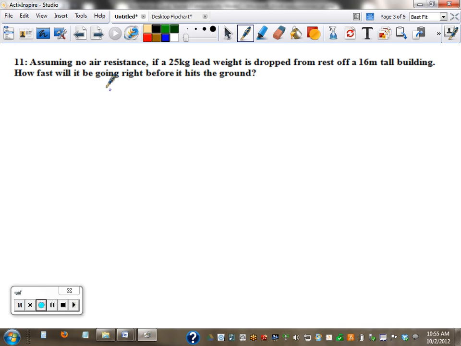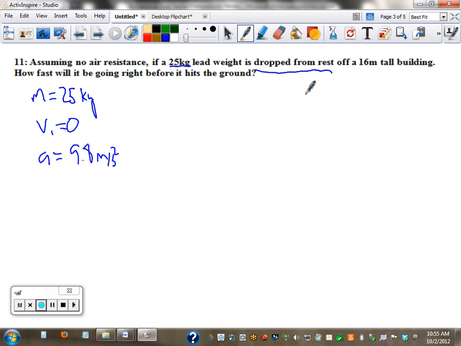Okay, number 11. Assuming no air resistance, 250 kilograms, that's mass. 25 kilograms, which we don't really use. This is kind of fake info, you don't need it. It's dropped from rest. So that tells me two things. It tells me velocity initial equals 0, and that tells me acceleration equals 9.8 meters per second squared. This is called small g. I will tell you this on a test. The acceleration of a falling object is 9.8. This is acceleration due to gravity.